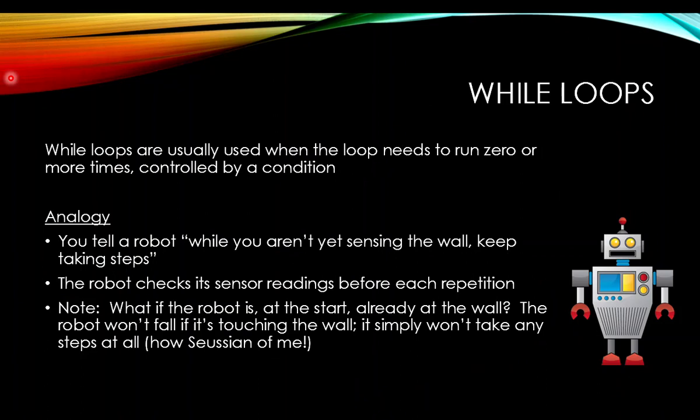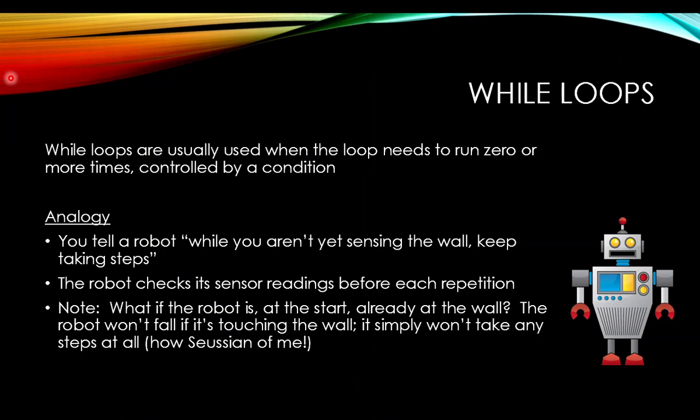Notice you don't have to say to the robot, take 1 step, take 5 steps, take 83 steps. Doesn't matter. He's just going to keep going until he senses the wall, right? So that's an easy way to think about a while loop. Notice that it can be 0 or more times.